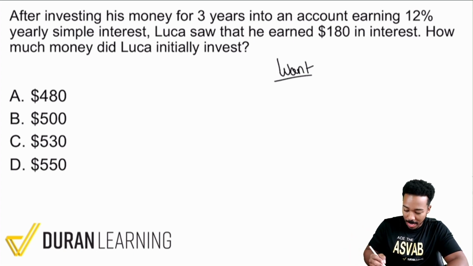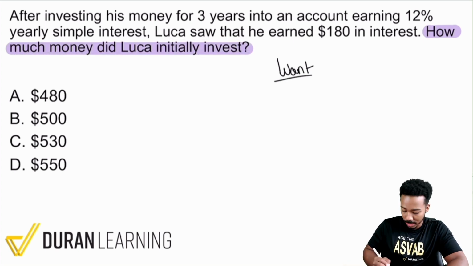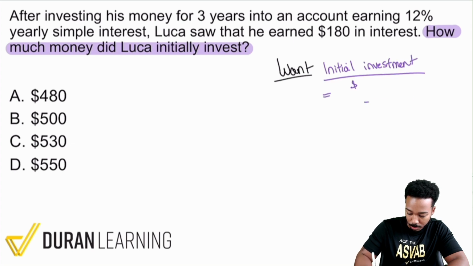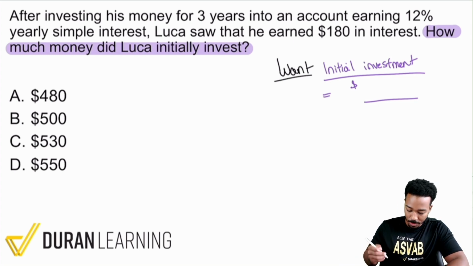So let's check this out here. I'm going to highlight the information that I want, and that's always going to be in the question sentence right here. How much money did Luca initially invest? So let's write that down. We have Luca's initial investment. That's what we want. So initial investment equals blank dollars. I don't know what it is, but I'm going to work to figure it out. And when we're dealing with interest, remember, your initial investment is pretty much your principal amount.